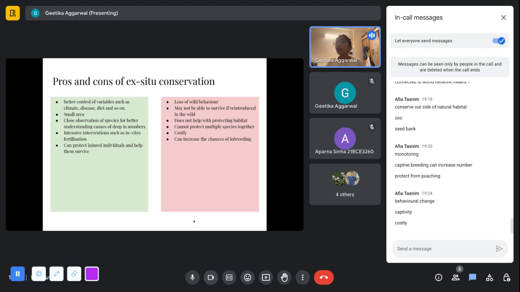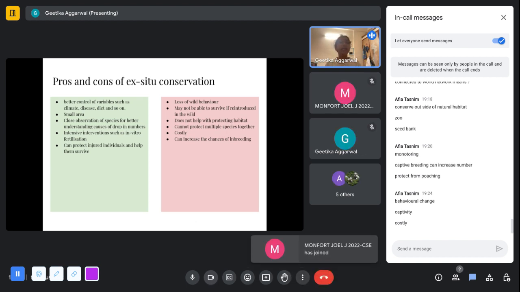Also, if you are protecting them ex situ, you're obviously not protecting the habitat where they come from. So the habitat might get lost if this species is not being reintroduced. You cannot protect multiple species together. When you're carrying out in situ conservation, you're protecting the entire community, as we discussed, in that particular habitat. But here, you're not protecting the community, you're just protecting this particular species that you're paying attention to. It is costly, yes, and it can increase the chances of inbreeding.